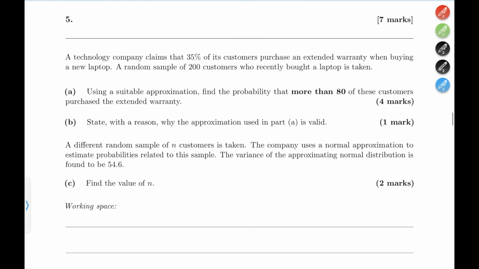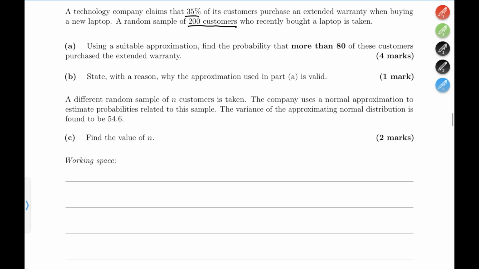So, a technology company claims that 35% of its customers purchase an extended warranty when buying a new laptop. A random sample of 200 customers who recently bought a laptop is taken. Using a suitable approximation, find the probability that more than 80 of these customers purchase the extended warranty.